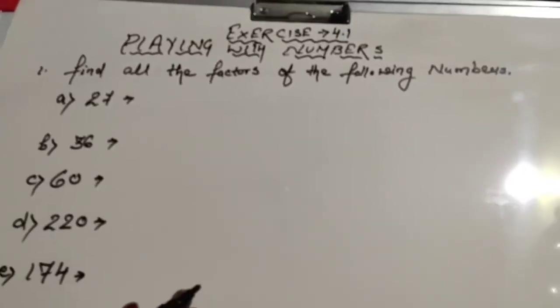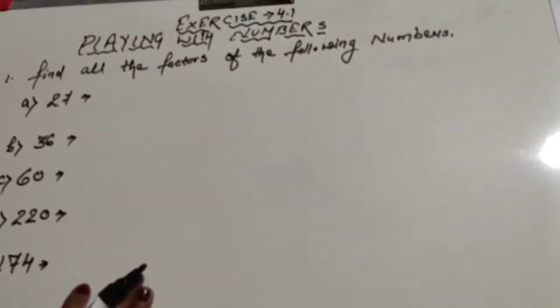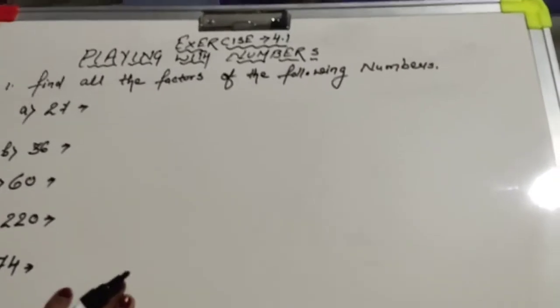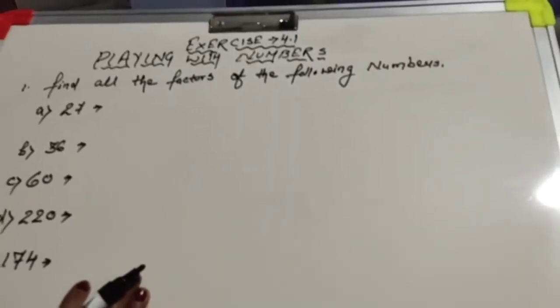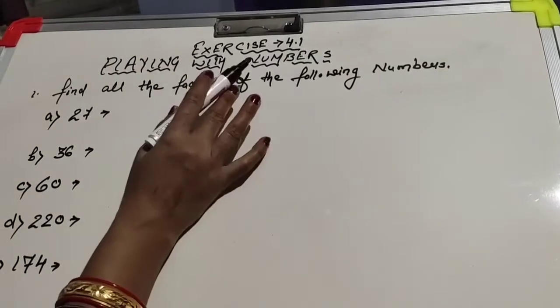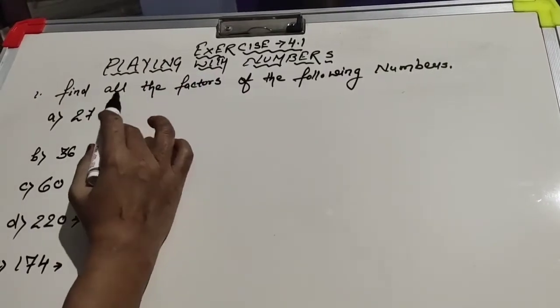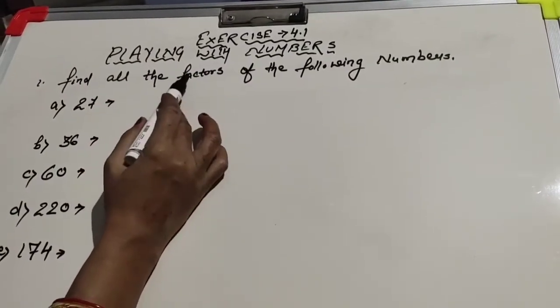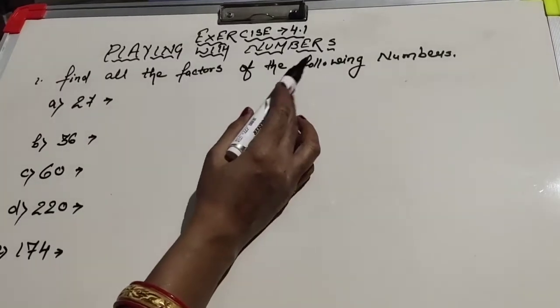Hello students, last class I gave you an introduction about playing with numbers. Now today we will continue Exercise 4.1, playing with numbers. Question number 1 is given: find all the factors of the following numbers.